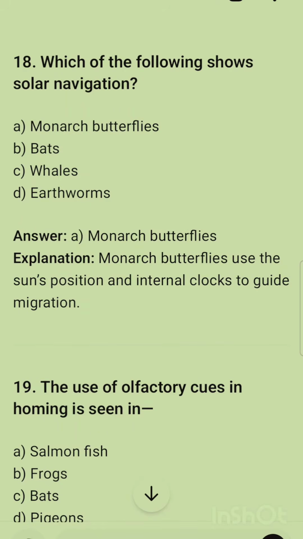18th question is which of the following shows solar navigation? Among the following, which one shows solar navigation? And the correct option is monarch butterflies, as monarch butterflies use the sun's position and internal clocks to guide migration.